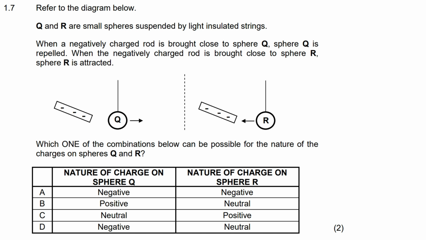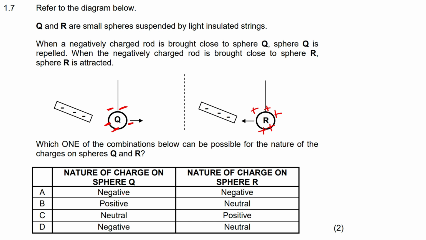Refer to the diagram below. Q and R are small spheres suspended by light insulated strings. When a negatively charged rod is brought closer, sphere Q is repelled. Okay, so immediately, if the rod is negative and it causes this one to be repelled, then it means that this one must also have been originally negative. And when it's brought closer to R, then it's attracted. So that means R must originally have been positive. Which one of the following can be possible for the nature of the charges on sphere Q and R?